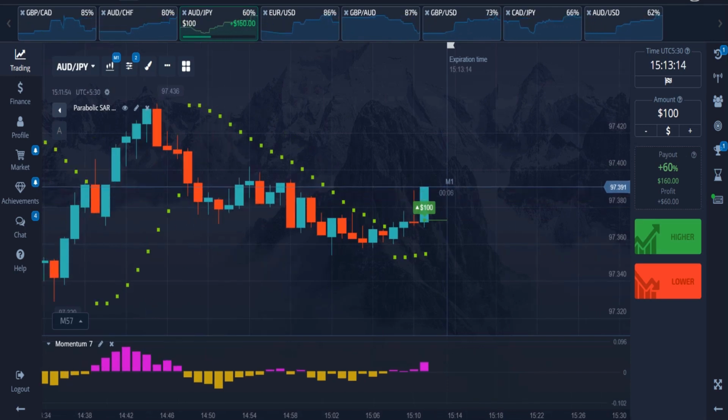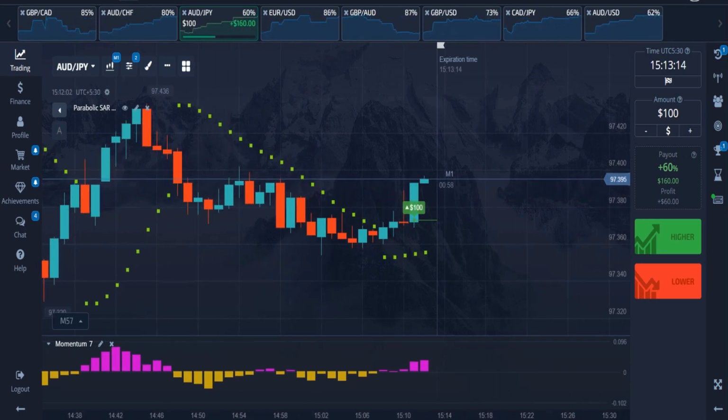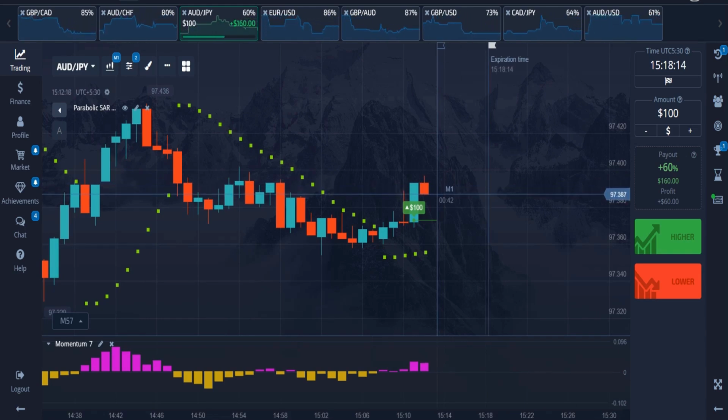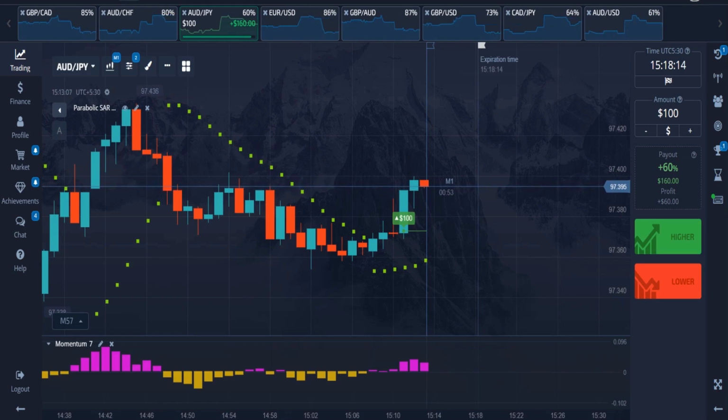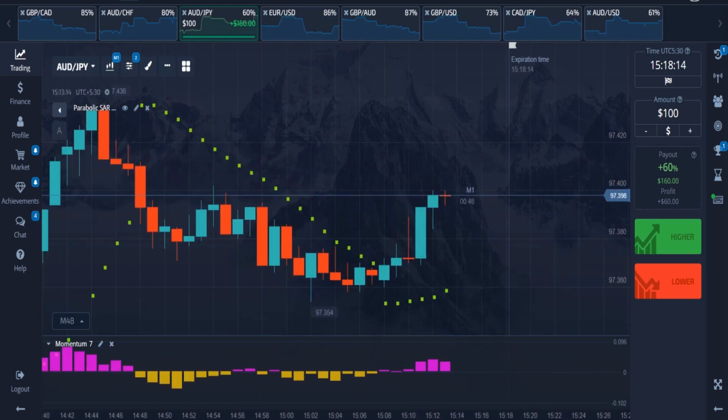Always start by testing this strategy on a demo account. It's the safest way to practice and build your confidence before trading with real money. Now let's wait and see how this trade concludes. Will it be a win or a loss? Stay tuned. We've won this trade. This shows just how effective this strategy can be when followed correctly.